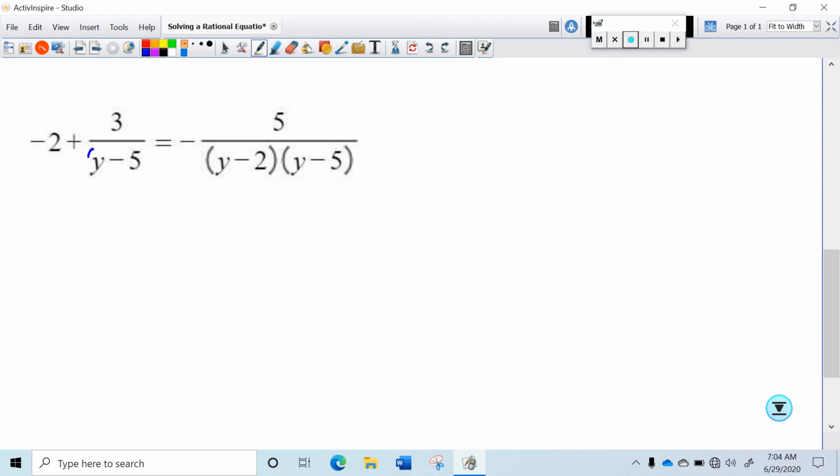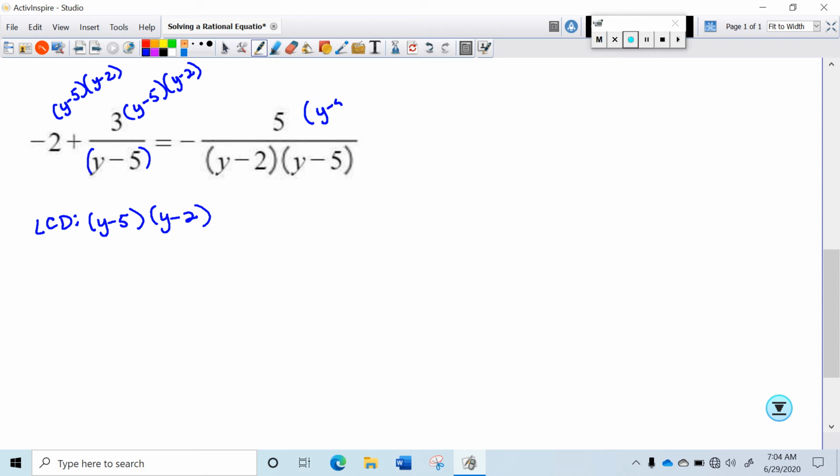Okay, my LCD is one of each family. So I have a family of y minus 5 and a family of y minus 2. And I've already got the y minus 5, so I'm going to put that with each thing. Y minus 5 times y minus 2, for this one we've got to figure out what that binomial is.